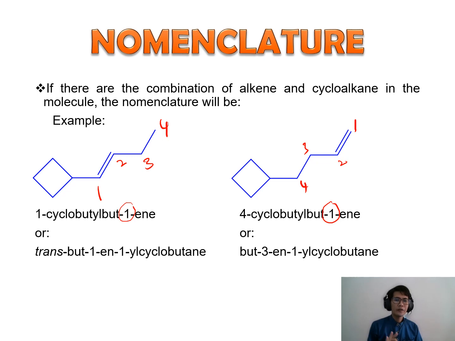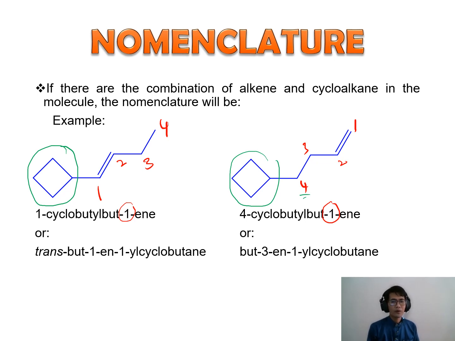But the difference between these two molecules is the position of the cyclobutyl. This cyclobutyl is located at carbon number 1. Therefore, the name is 1-cyclobutylbut-1-ene. As for this one, the cyclobutyl is at carbon number 4. Therefore, the name is 4-cyclobutylbut-1-ene. This is another name for this compound, where we make cyclobutane the parent and this alkene its substituent.